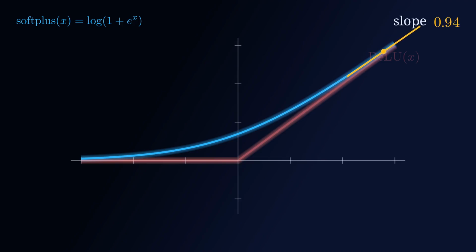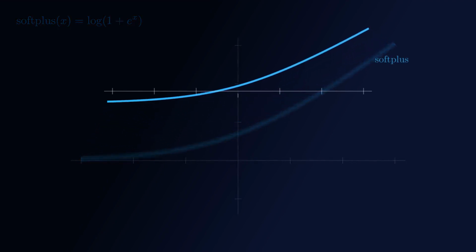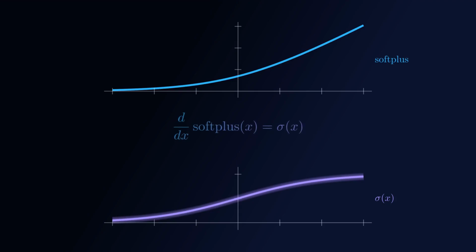No sudden cliffs. And here is a lovely secret. The slope of Softplus is exactly the sigmoid we met earlier. The gentle S-curve that gave us so much trouble as an output function turns out to be the perfect smooth switch controlling how much of the signal Softplus lets through.